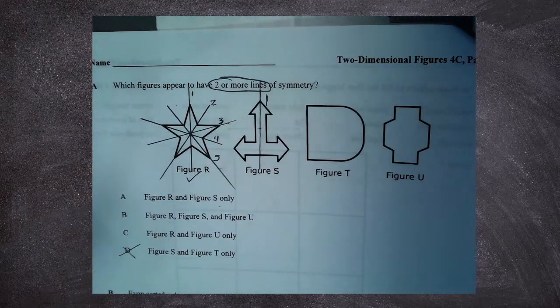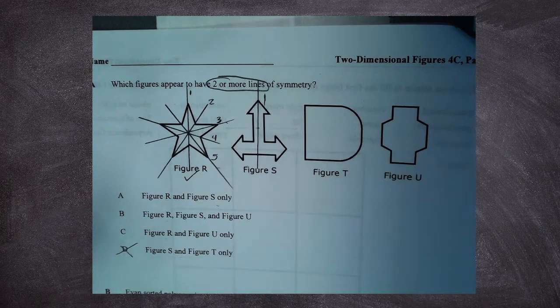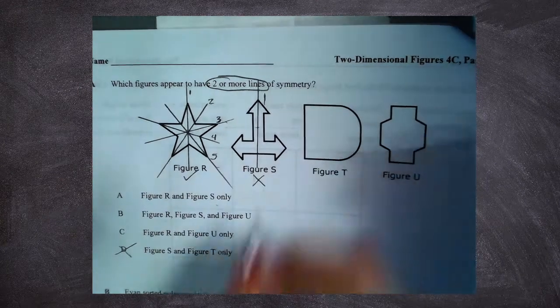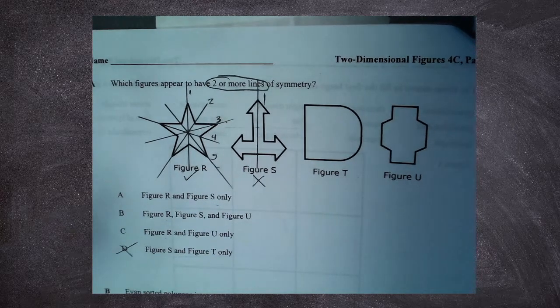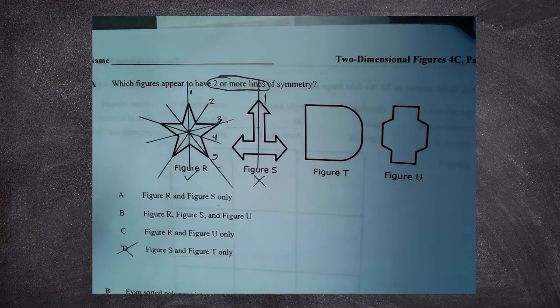But my question says that they want shapes with 2 or more lines of symmetry. So, should figure S be on my list? No. So if my answer choice says figure S on it, I'm going to get rid of it.